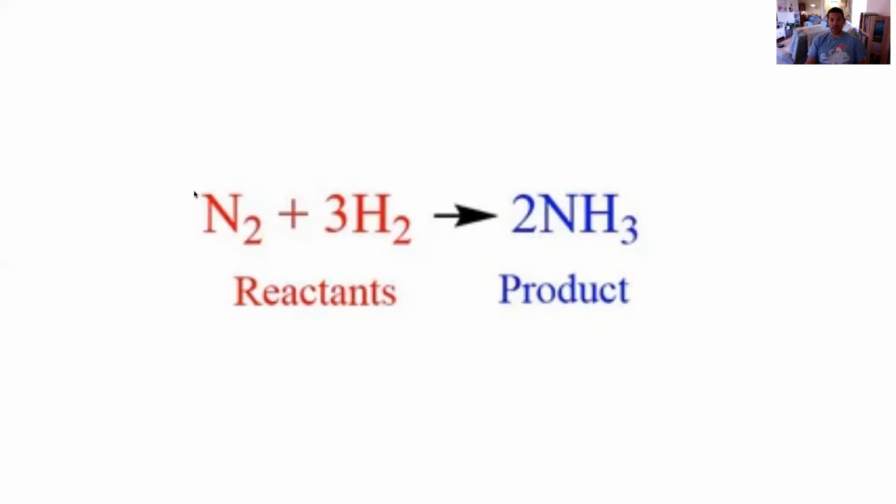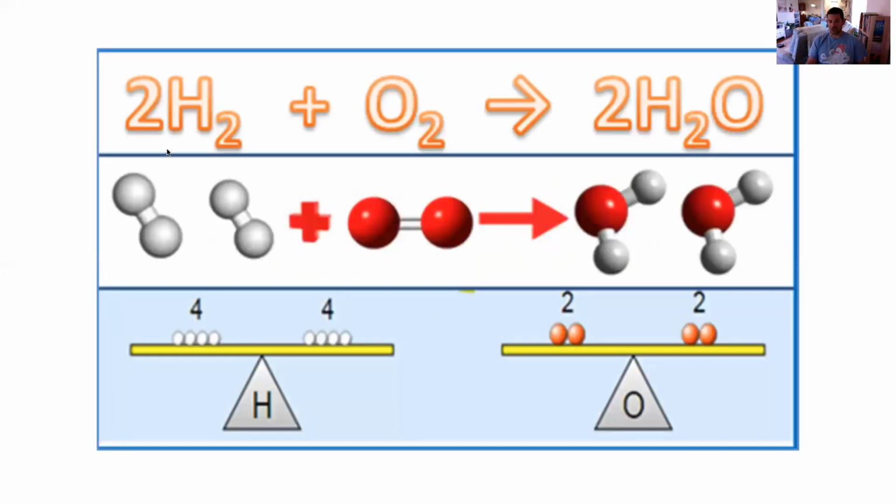So here, this is a coefficient of 1. If there's no coefficient present, it's assumed to be 1. 3 H2s forming 2 NH3s. So we need balanced reactions. That's very important. Just a reminder, when we think about a balanced reaction, it's the same number of atoms on each side of the reaction. So for hydrogen in this reaction up here, there's 4 hydrogen atoms as a reactant, 4 as a product, 2 oxygen atoms as a reactant, 2 as a product.